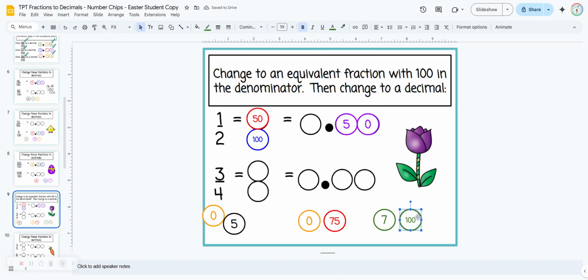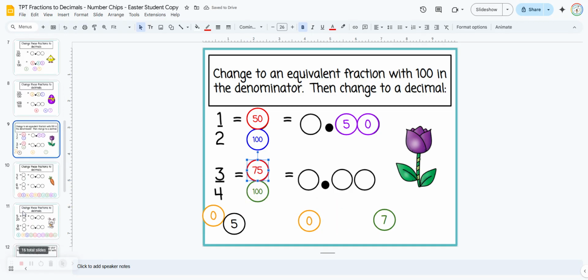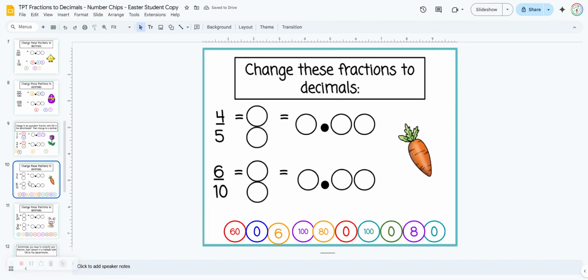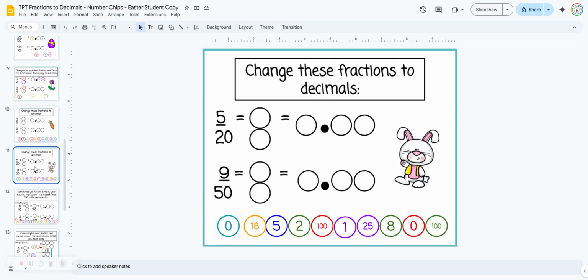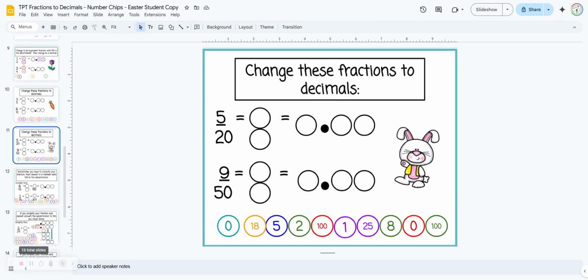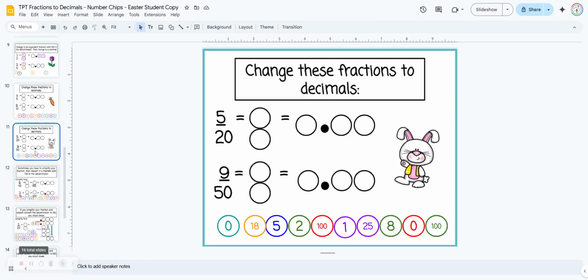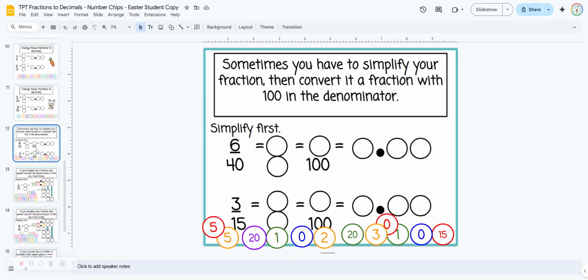3/4, again we want 100 in the denominator. That means we're multiplying by 25. That gives us 75 hundredths, and so on. They're going to be doing the same thing on the next 2 slides, just converting fractions to equivalent fractions with 100 in the denominator and then changing them to decimals.